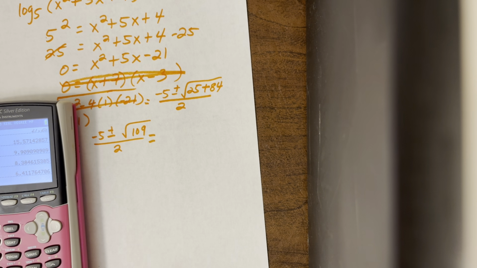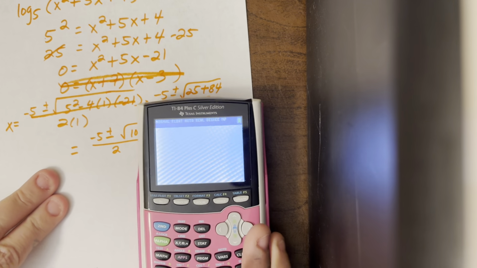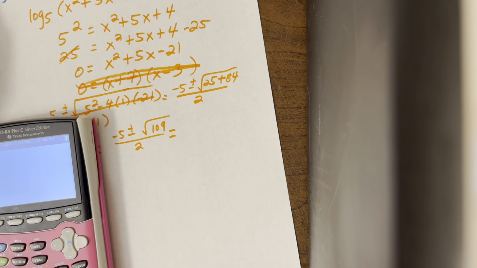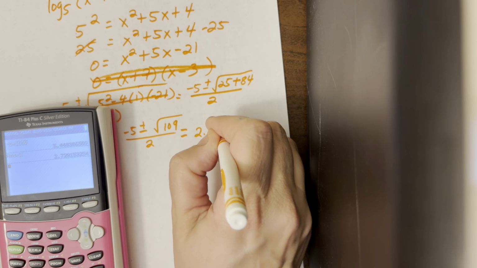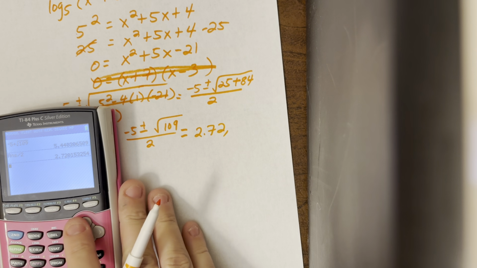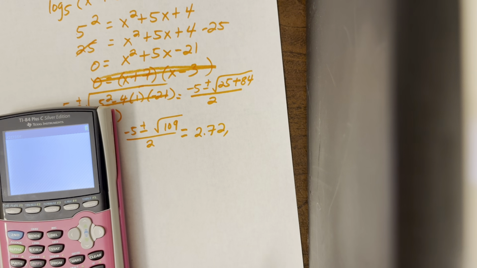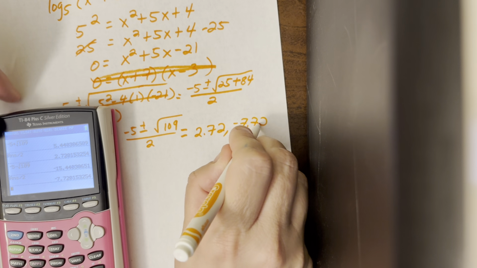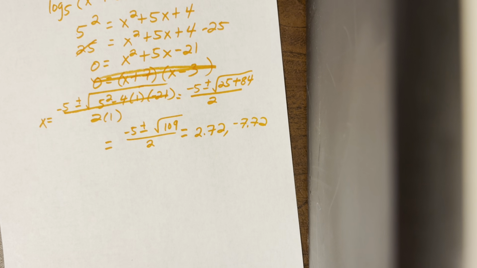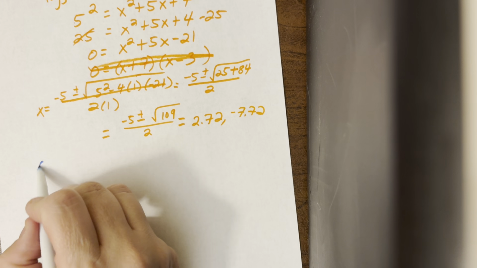So let's see. I've got negative 5. Let me get rid of this nonsense for you so you can watch what I'm doing. Negative 5 plus the square root of 109 divided by 2 is 2.72. So we'll just say that. I can also do negative 5 minus square root of 109 and then divide that by 2. Negative 7.72. All right, since we are approximating with our answers here, we're not going to have things exact when we do our check, but that's okay.